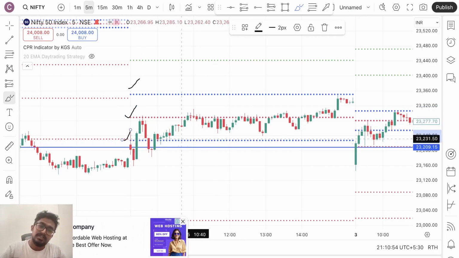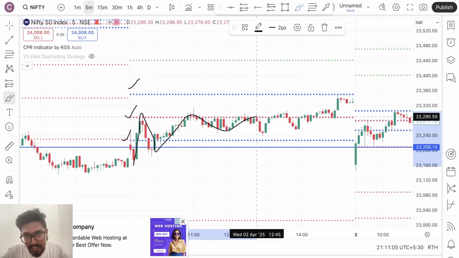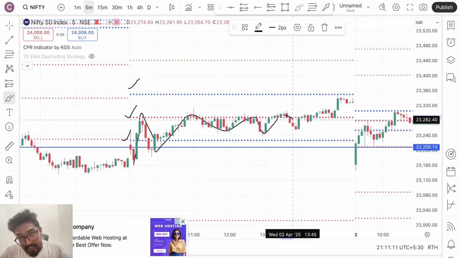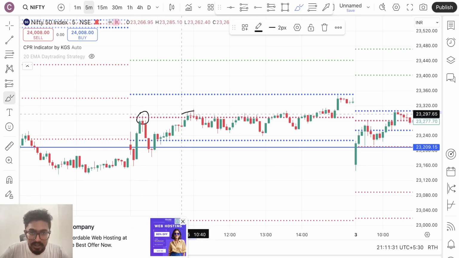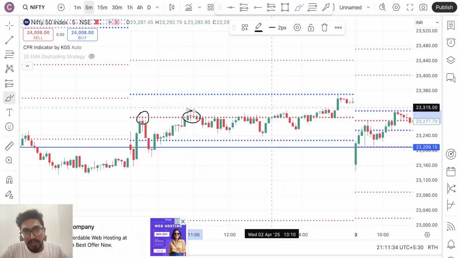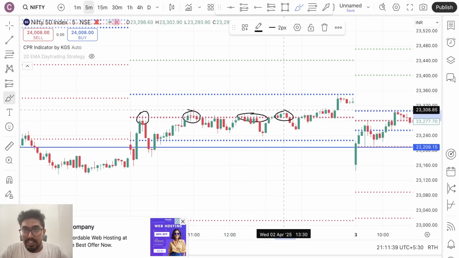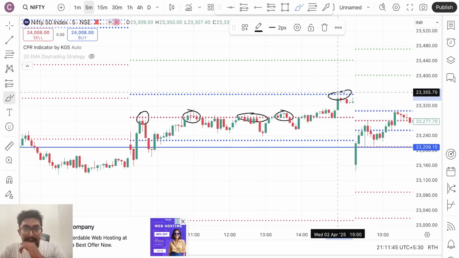The main advantage of the CPR: you can see it went here and took a resistance, came all the way down and took a resistance, and again came down and took a resistance, and then it all went to the top CPR. Resistance here, it took resistance here, and all the way it took resistance as well in this portion and also in this portion. You can see how powerful the CPR is in taking a resistance in a live market.